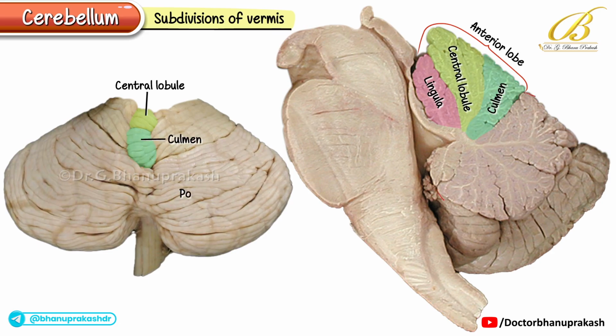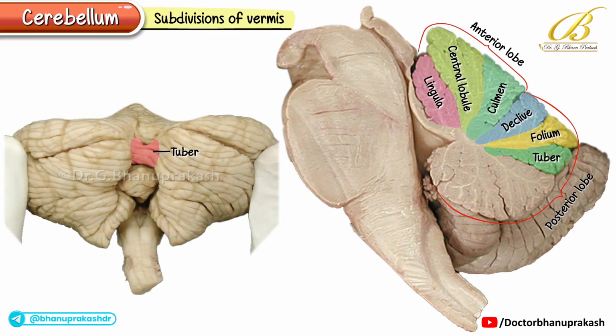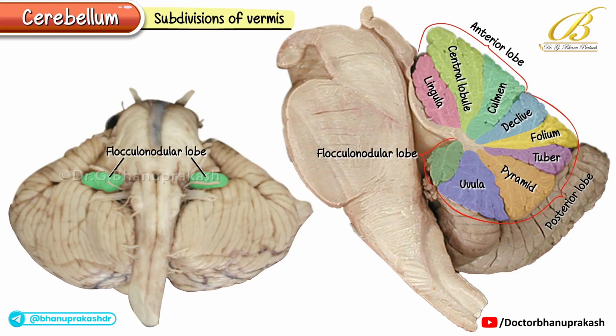Next, we move on to the posterior lobe, which has the largest number of subdivisions. From front to back, these are the declive, the folium, the tuber, the pyramid, and finally, the uvula. And lastly, the smallest lobe of the cerebellum, the flocculonodular lobe. The vermis here contains a small but very important structure called the nodule.